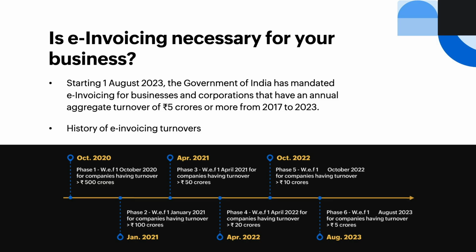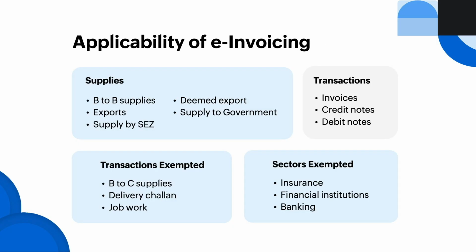Now we have understood what an e-invoice is and whether e-invoicing is mandatory for your business. This brings us to the next question on what type of transactions you should be pushing to the e-invoicing portal. You do not have to push all the transactions that you create to the portal. You will have to push only invoices, credit notes, and debit notes that are created for B2B customers, exports, supplies to SEZ customers, deemed exports, and supply to the government.